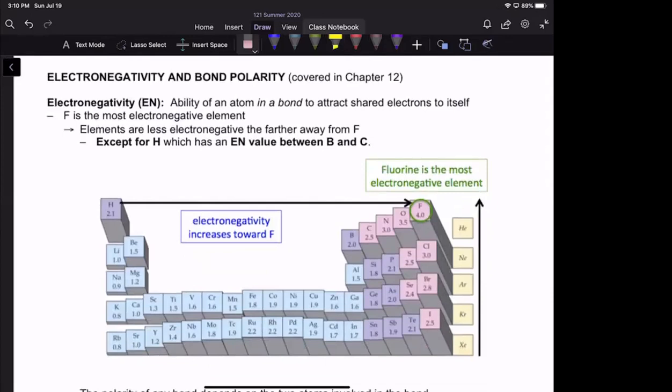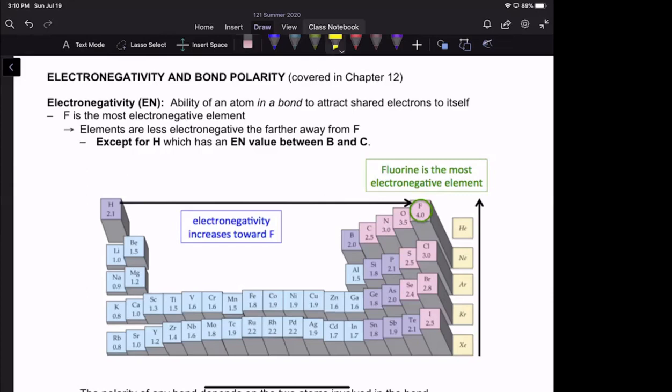Electronegativity is the ability of an atom in a bond to attract the shared electrons to itself. This is a pairwise interaction, so you're always comparing 2 atoms, just one bond between 2 atoms. The trend for electronegativity increases to the upper right part of the table. Fluorine is the most electronegative atom, and electronegativity increases toward fluorine.